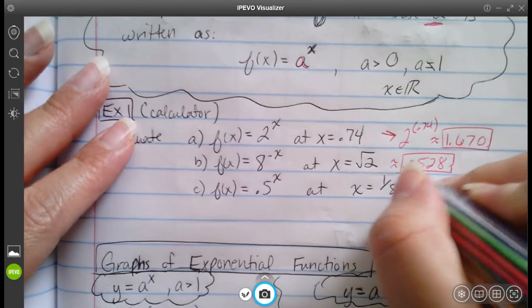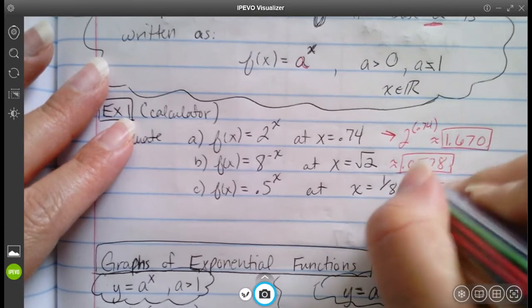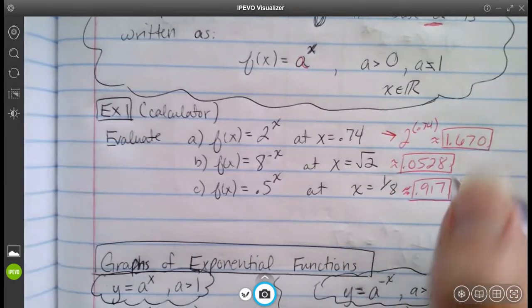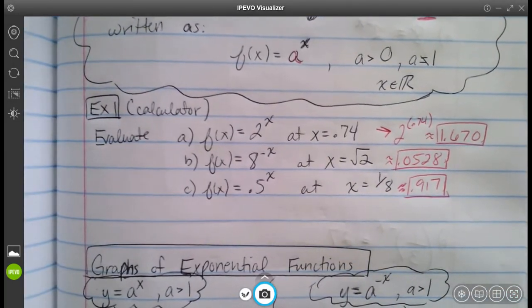Okay, so that's it for this part right here. Very simple. You're going to find that this first part anyway is not that difficult, hopefully. Okay, so there we go.